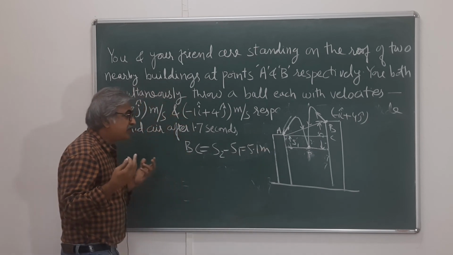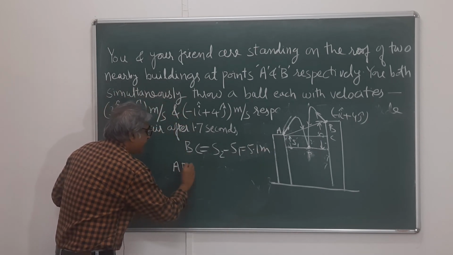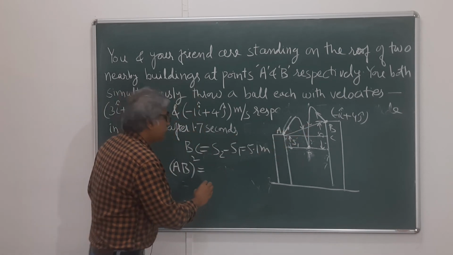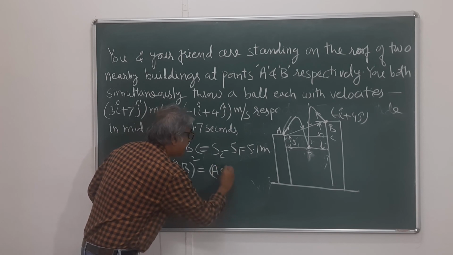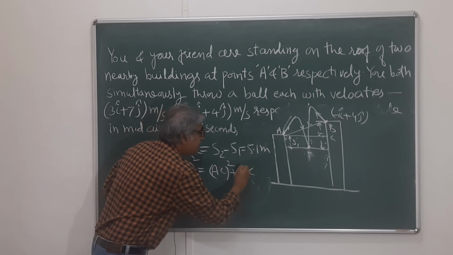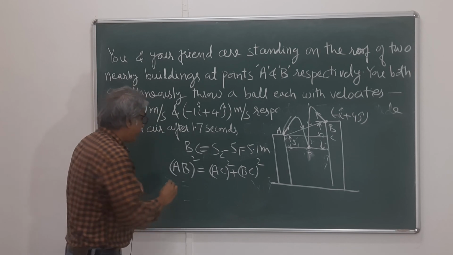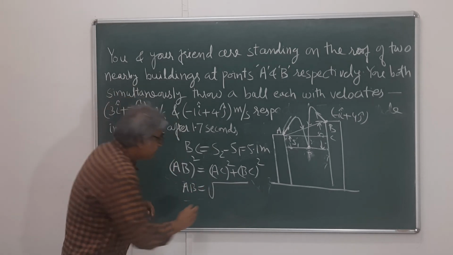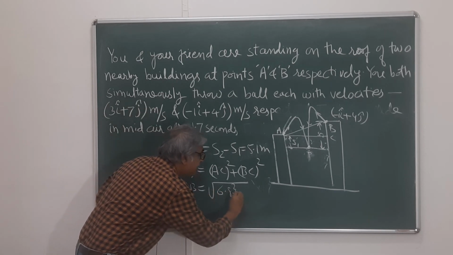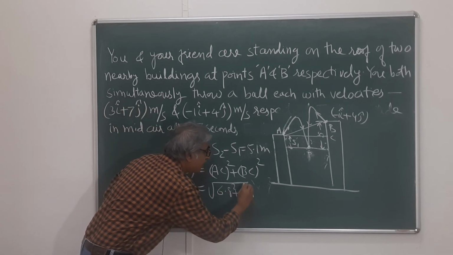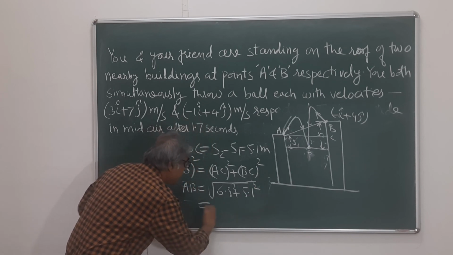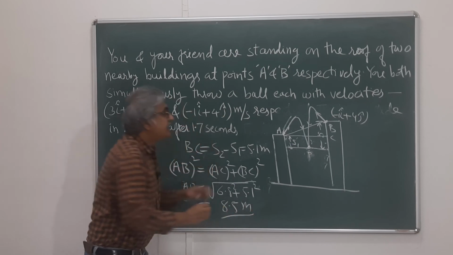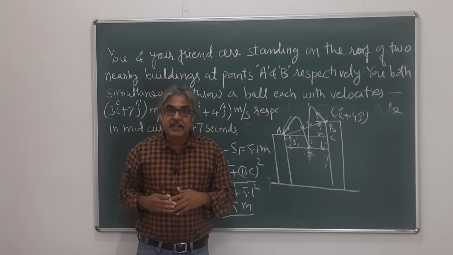Once we have found out this, we can write AB square is equal to AC square plus BC square, right? And when you find out AB in this fashion, this will be equal to 6.8 square plus 5.1 square, and hence AB will be equal to 8.5 meters. So distance AB is 8.5 meters.